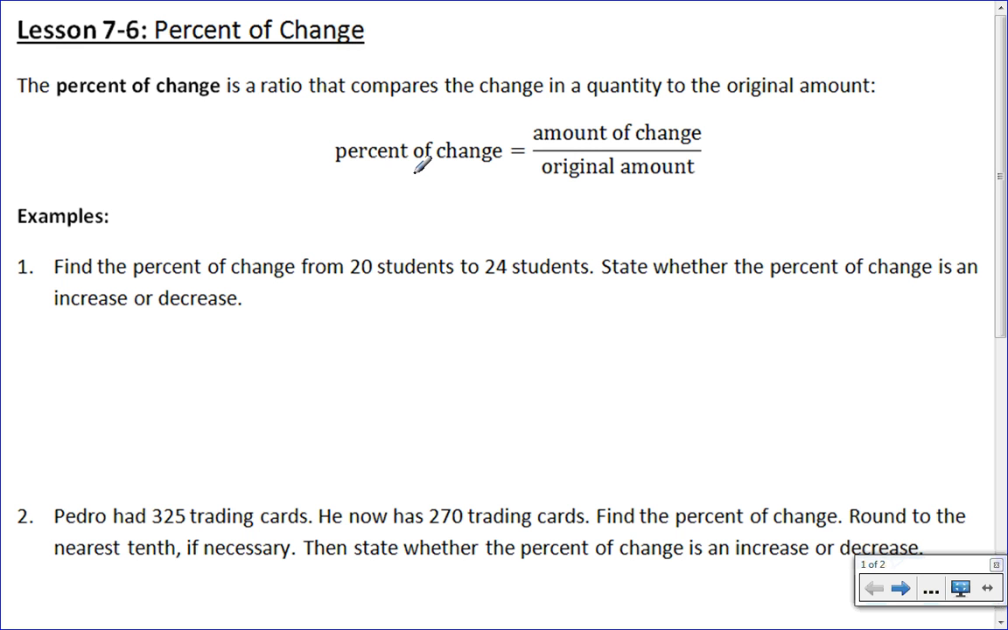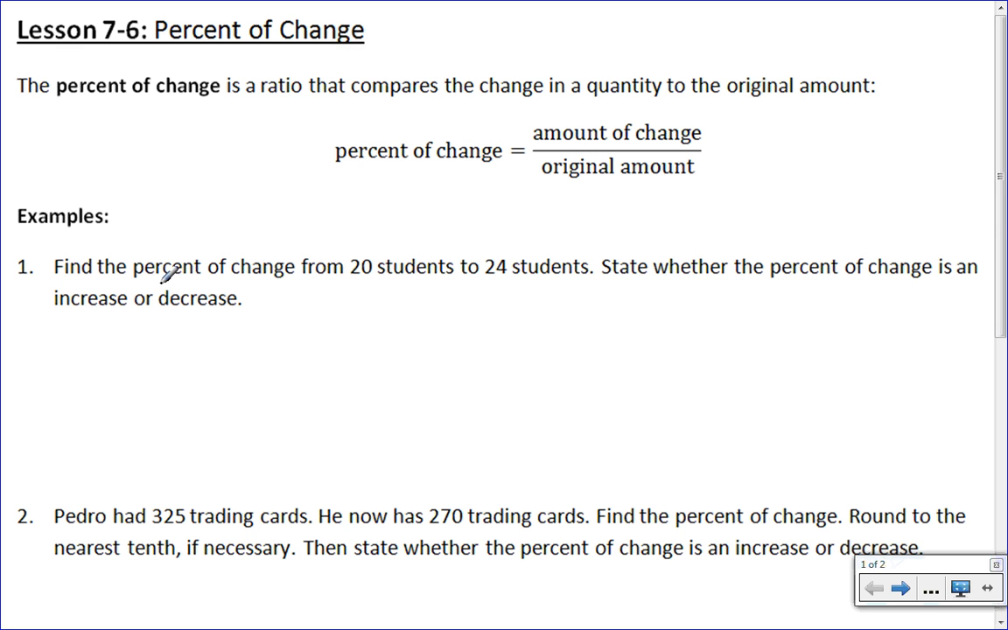So the ratio is the amount of the change divided by the original amount. This will give you the percent as a decimal, so you'll need to use the methods that we've discussed in previous sections to change those to actual percents. And percent of change can be either an increase or a decrease, just depending obviously on whether the amount is going up or down. So let's look at an example.